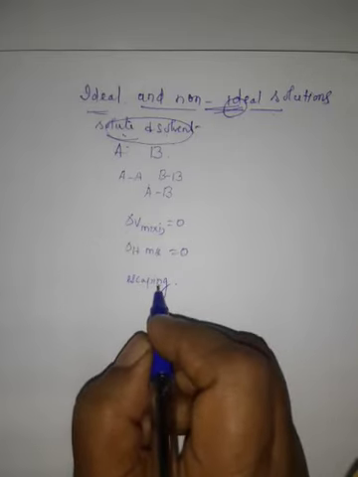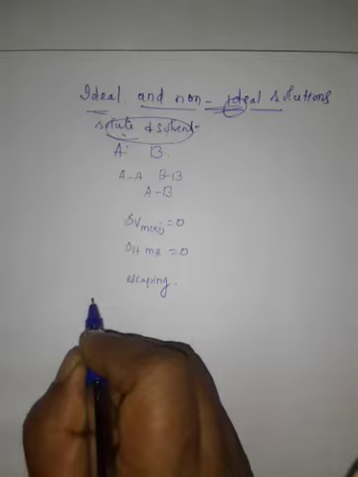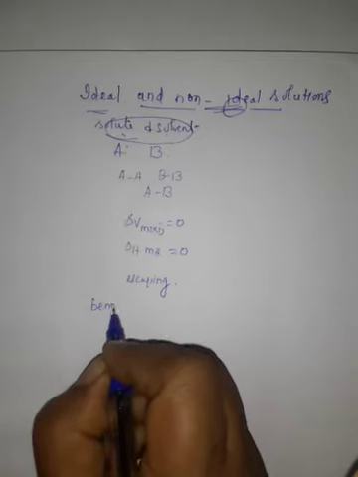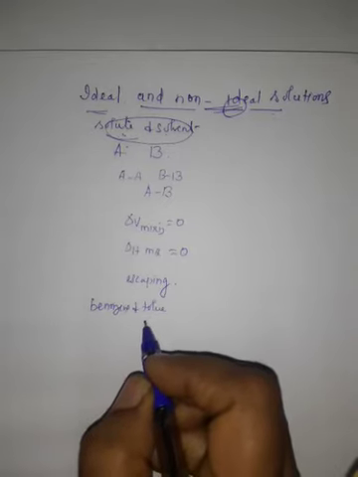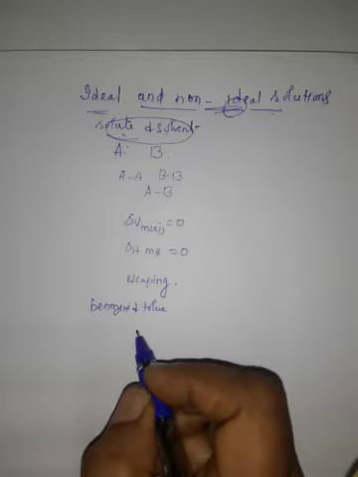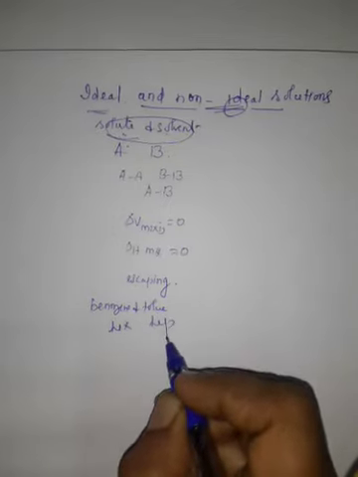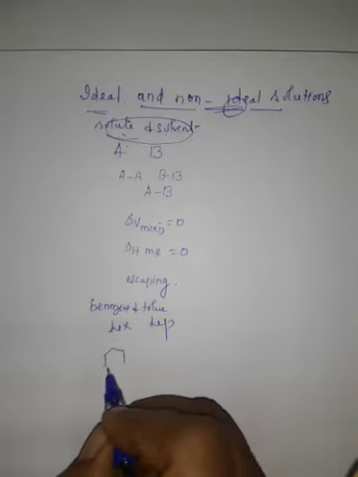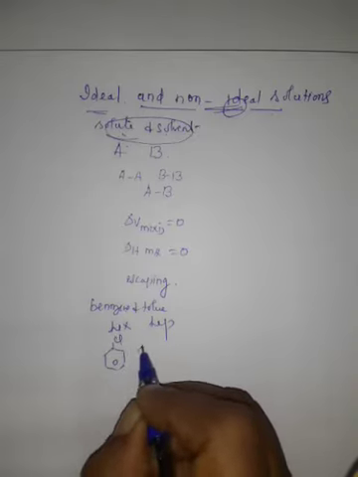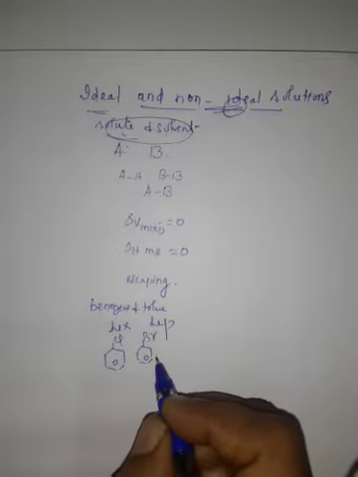Examples of ideal solutions are benzene and toluene, n-hexane and n-heptane. Hexane means 6 carbon atoms, and heptane means 7 carbon atoms, both hydrocarbons. Then ethyl bromide and ethyl iodide, chlorobenzene and bromobenzene. These are a few examples of ideal solutions.